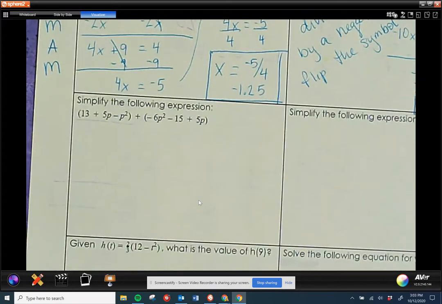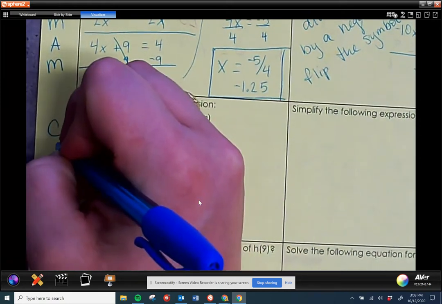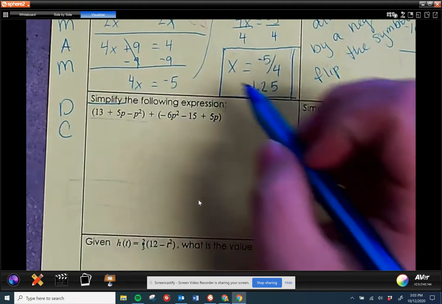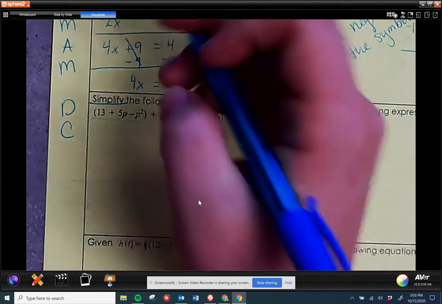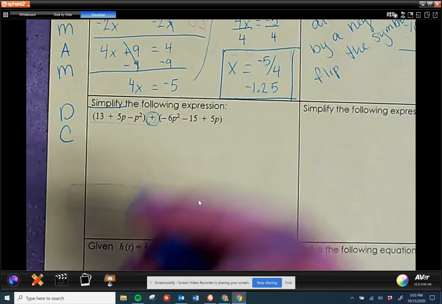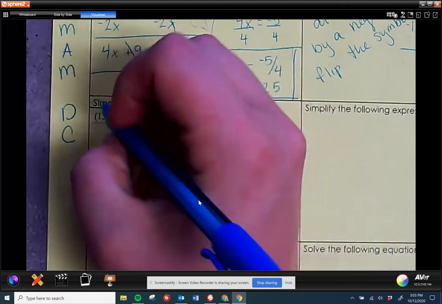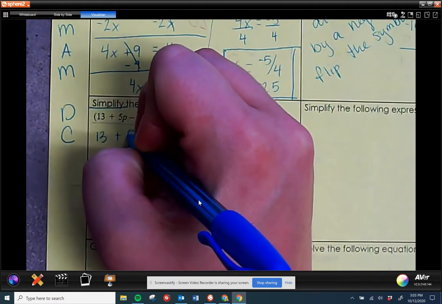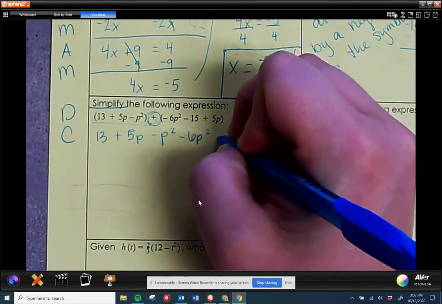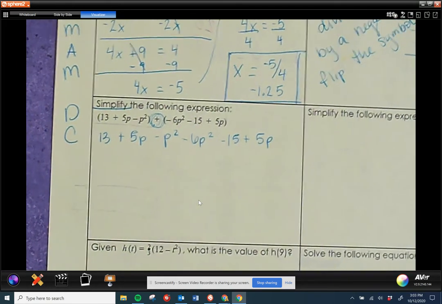Okay, this one says to simplify. Whenever we are simplifying, all you have to do is distribute and combine like terms. There is no distribution to be done here because there's no numbers outside the parentheses. If this was a minus, then we would need to distribute the negative 1. But since it's a plus, that's the same as multiplying everything by a positive 1, which does not change the value at all. So I'm just going to go ahead and rewrite this: 13 plus 5p minus p squared minus 6p squared minus 15 plus 5p. I just rewrote it with no parentheses.